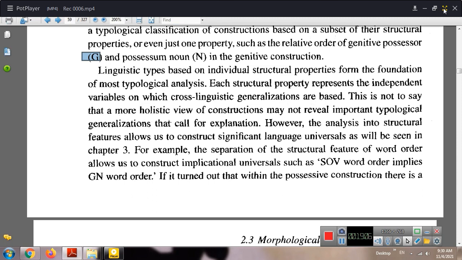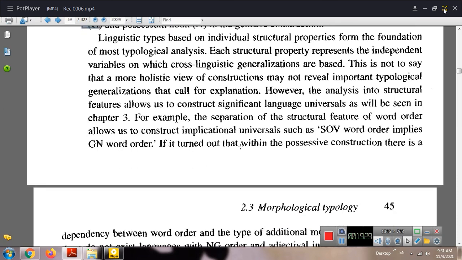This is not to say that a more holistic view of constructions may not reveal important typological generalizations that call for explanation. However, the analysis into structural features allows us to construct significant language universals, as will be seen in Chapter 3. For example, the separation of the structural feature of word order allows us to construct implicational universals such as subject, object, verb word order implies genitive noun word order.